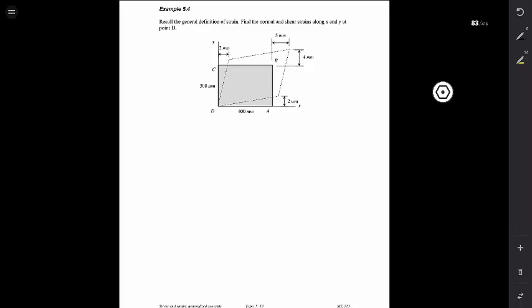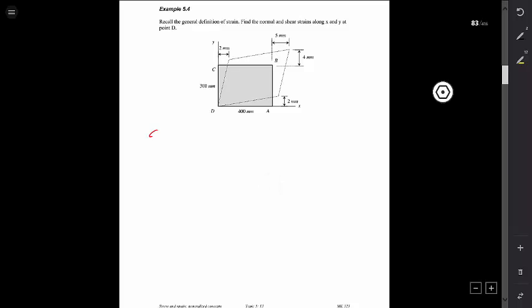This example is to find the normal and shear strains along x and y directions for point D with given deformed geometries. Remember that the normal strain is calculated by the length change divided by the orthogonal length in one direction, and the shear strain is calculated by the angle change between two initially perpendicular segments.